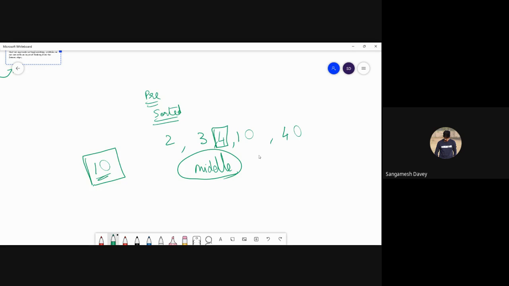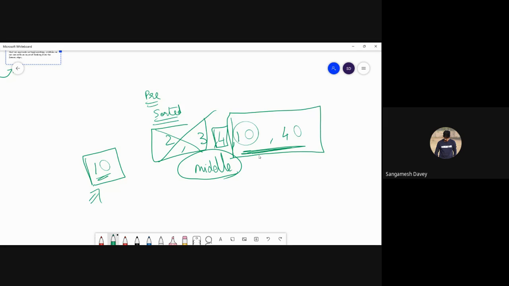Is 10 greater than 4 or less than 4? The searching element is 10, right? You know that 10 is greater than 4. So I don't need to concentrate on this part of the array. I will just concentrate on this part of the array. Again, what is the middle here? The middle here is 10.